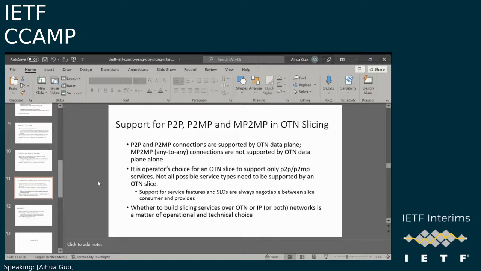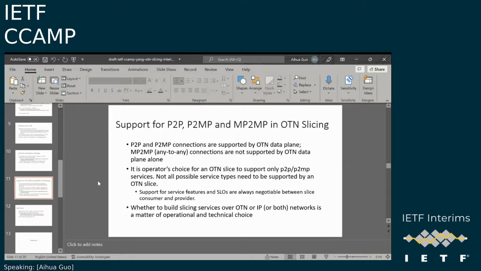The only suspect is MP2MP, which is any-to-any, which is not supported by the OTN data plane. But from a service point of view, it is always an operator's choice whether to support slicing with point-to-point or point-to-multipoint services, right? When an operator provides an OTN slice service, not all possible service types need to be supported by an OTN slice. The types of services, and also the SLOs, are always negotiable between the consumer and the provider. So you could provide any service based on the capability of your network. And I think there's another comment about whether it's necessary for OTN to support this type of services like P2MP and MP2MP.